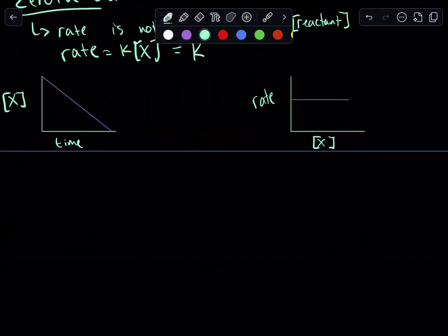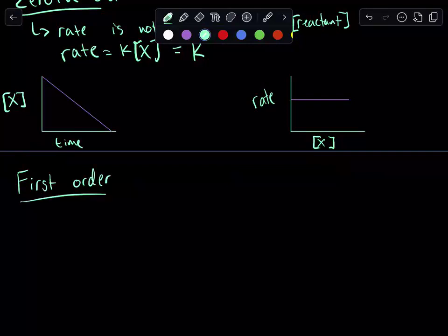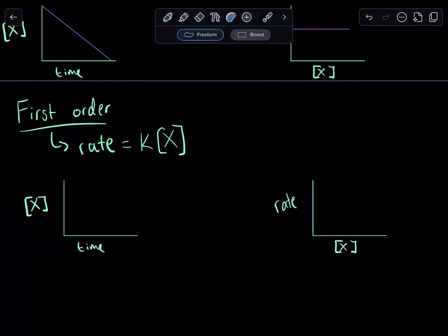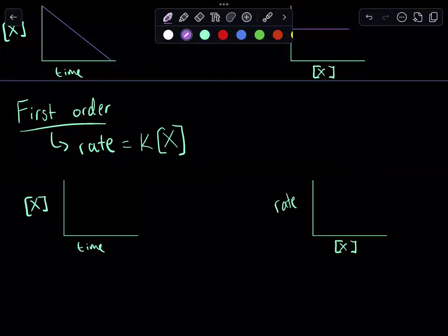Now, when we move over to 1st order, we know that rate, quite simply, is equal to our constant times our concentration of X, and this is proportional. We know that rate is changing over time. So we're going to take our graphs here. And we know that because rate is changing in a directly proportional way to X, I'm actually going to start over here on my right graph.